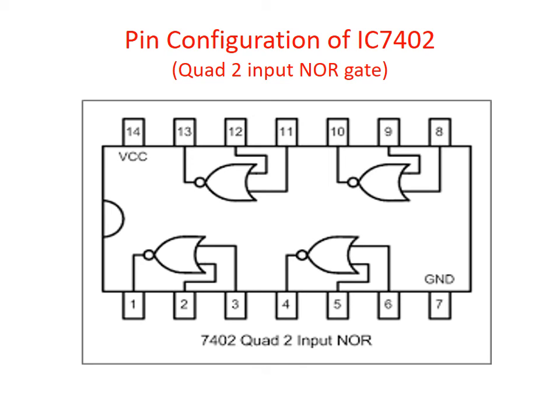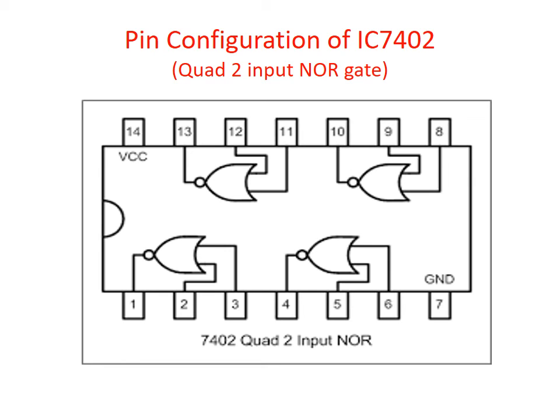This is the IC which is used for performing NOR operations. The IC is known as 7402. It is a quad, that is 4 NOR gates are assembled on a single chip. This IC 7402 has 4 NOR gates. Each NOR gate has 2 inputs and 1 output.